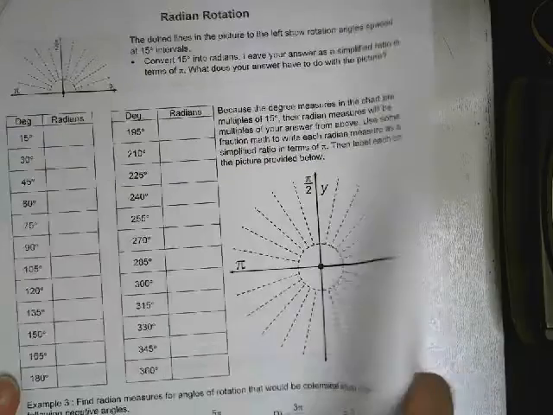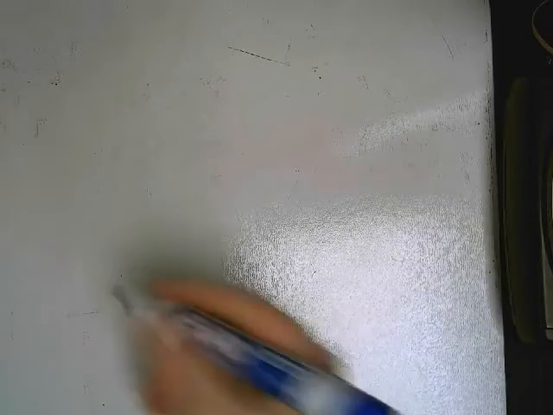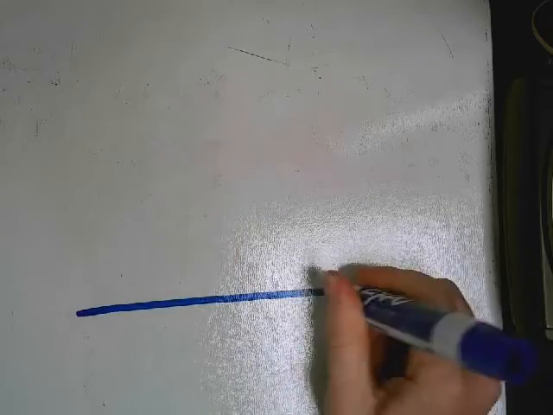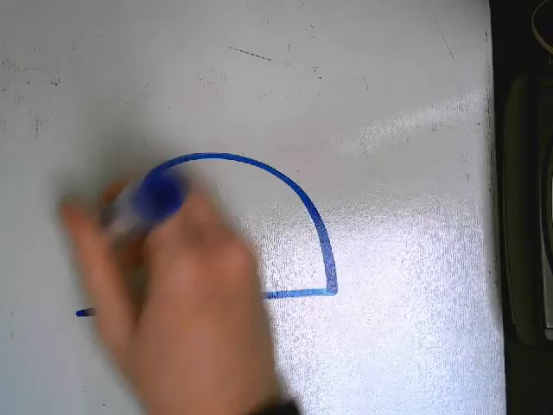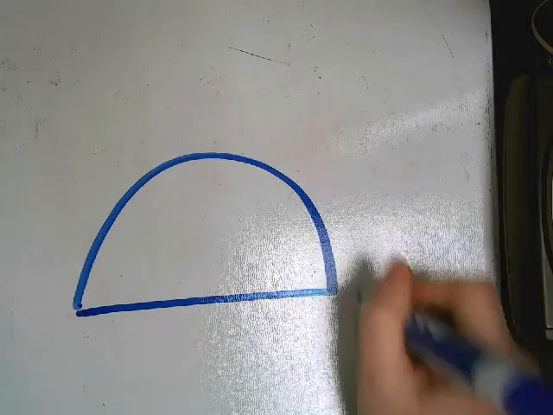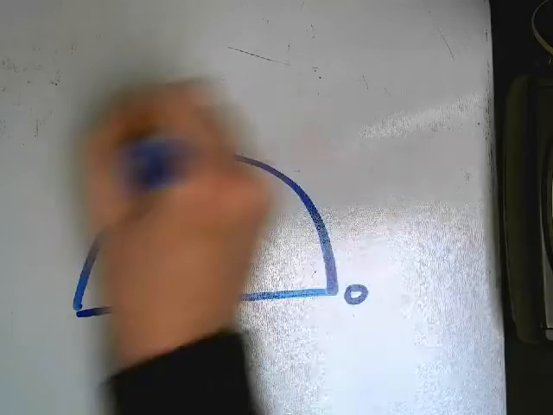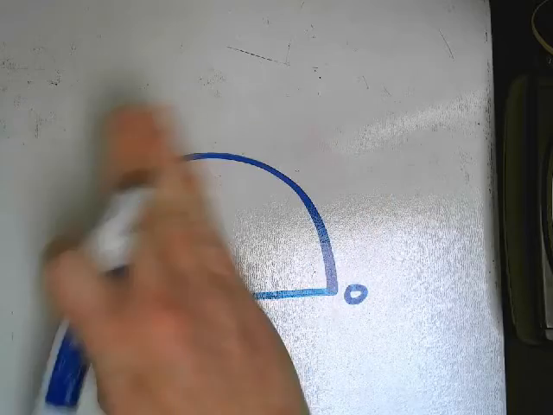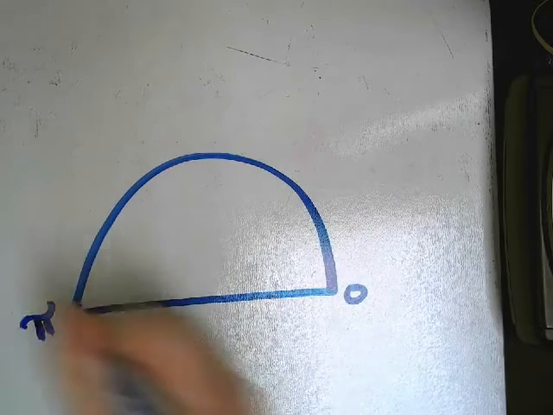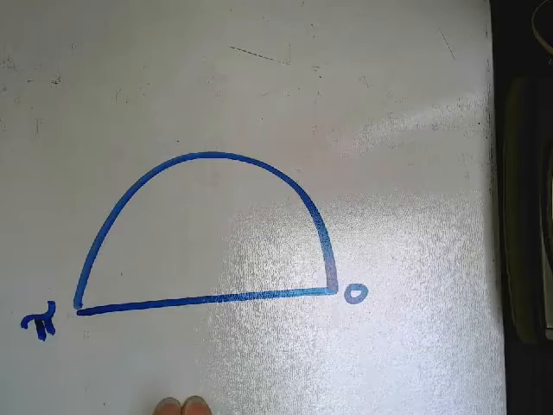So let me show you something real quick. You don't have to write any of this down, but I think this will all make sense to you if you understand it geometrically. So this is a semicircle. Pretend it's perfect. And remember, this is 0, and we said it took 3.14 to get to pi. So a semicircle is pi.